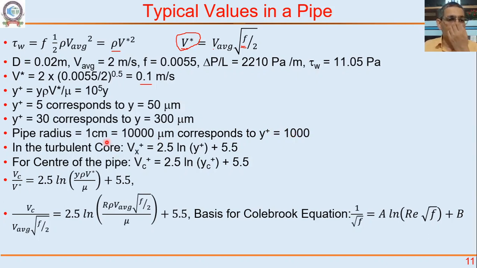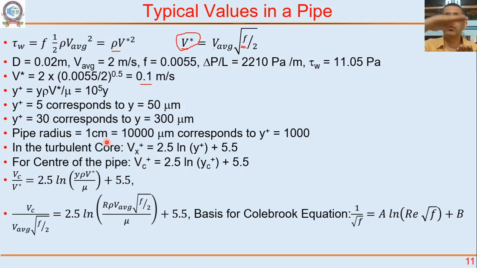So now you see how small this viscous sublayer and this buffer layer are. The pipe is 10,000 microns. The viscous sublayer is 50 microns. The viscous sublayer plus buffer layer is 300 microns. Or if you want to talk in terms of y plus, the center line is y plus of 1000. The viscous sublayer is y plus of 5. The buffer layer edge is 30.